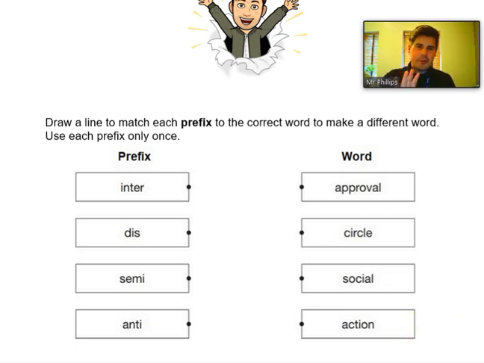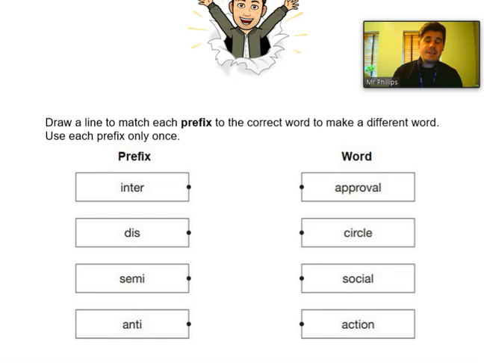What I want you to do is pause the video and write for me the 4 words that you can create by combining these prefixes with these root words. You want to pause the video there and have a little go at doing that for me really quickly. Off you go. Okay. So hopefully now you've got 4 words written down.